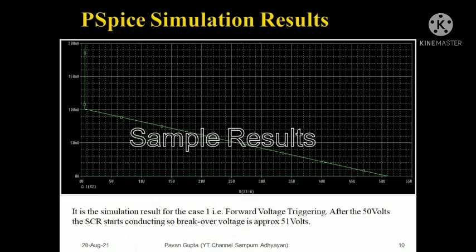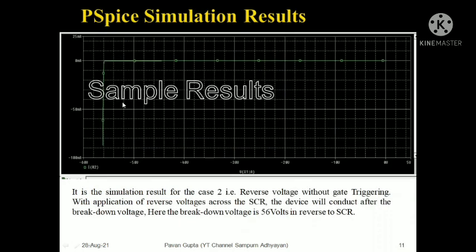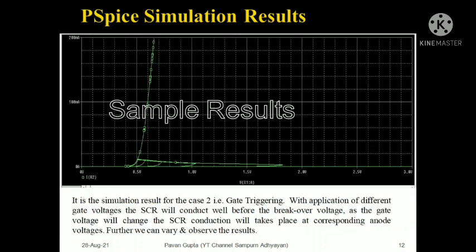Now these are the kind of simulations we will find for the breakover voltage. If you apply 0 to high voltage, you will find that near about more than 50 volts it will start conducting without applying the gate. In the second case, when you apply the reverse voltage, you can see that when your voltage is changing from 0 to negative voltage in this direction, you will find a breakover voltage over here, and the SCR will start conducting. Again, if you apply the gate voltage and change the anode to cathode voltage, you can plot the current, and you will find this kind of simulation result with the gate triggering method. So these kinds of things you will find in the simulation. I will show you in the next video how to simulate it.